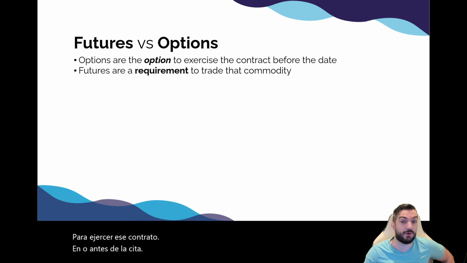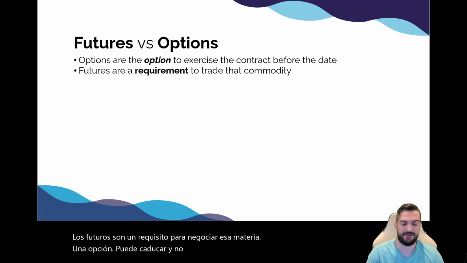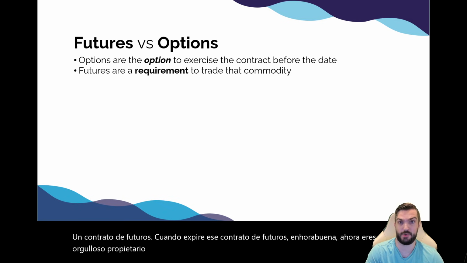Futures are a requirement to trade that commodity. An option can expire and you don't need to do anything with it, and if it expires worthless, that's it. A futures contract, when that futures contract expires, congratulations, you're now the proud owner of 42,000 gallons of heating oil.